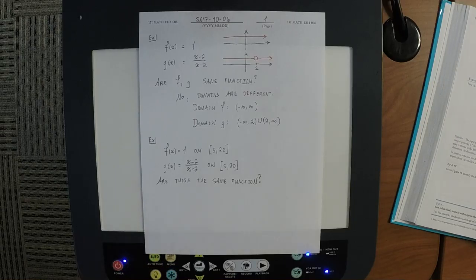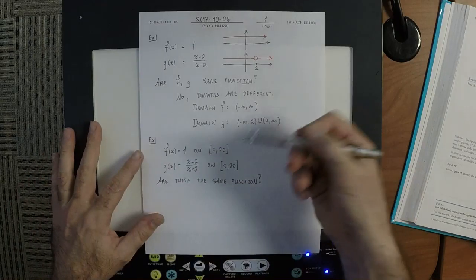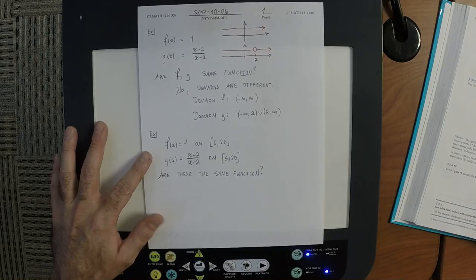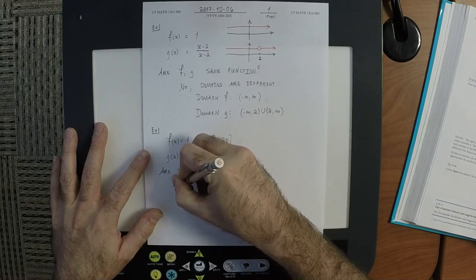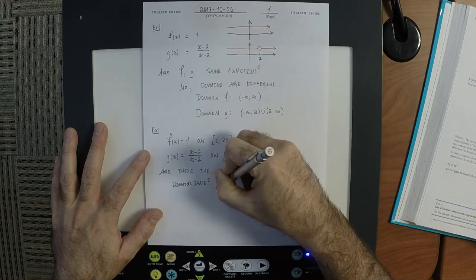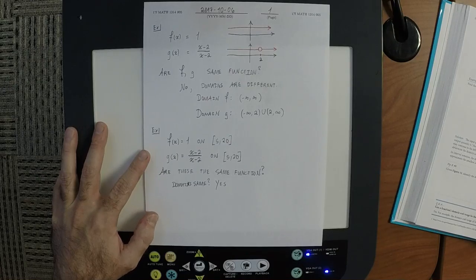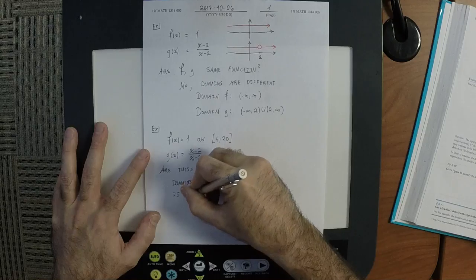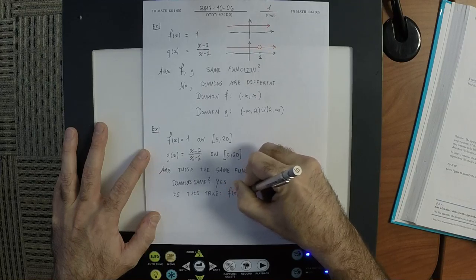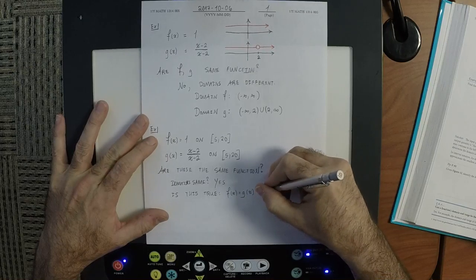Well, the first question you have to ask to figure out their sameness is whether or not the domain is the same. Yes, because I explicitly said the domain was 5 to 20 for f, and then I explicitly said that the domain was 5 to 20 for g. Okay, so that means that we have to continue. Then the next question: is it true that f of x is equal to g of x for all x in the domain?